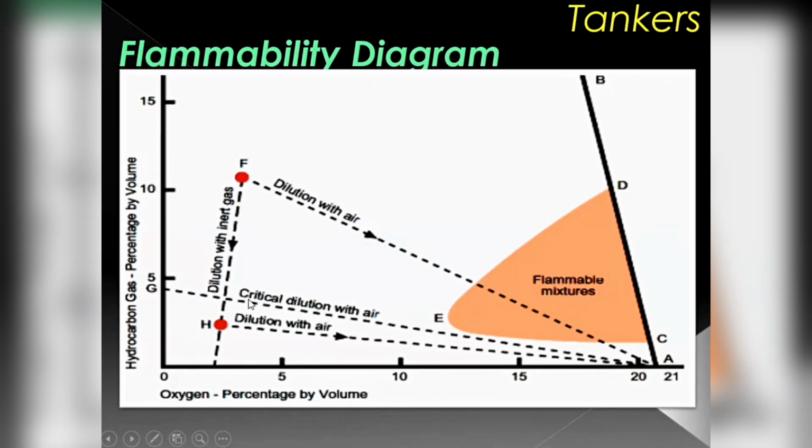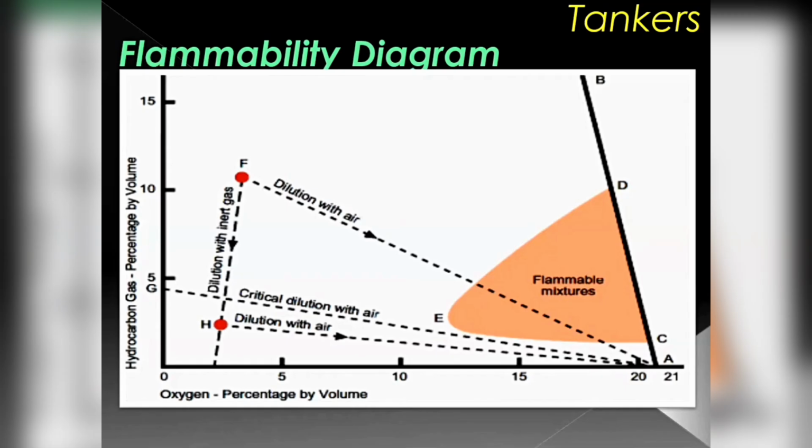There is one more line called critical dilution with air. Suppose I reduce the hydrocarbon percentage to 5%, somewhere I fall, and then put in the air. Till this critical dilution value, I have to reduce the hydrocarbon, because before the critical value, the atmosphere in the tank will fall inside the flammable mixture. So this is the minimum quantity of inerting required before we start the dilution with air.